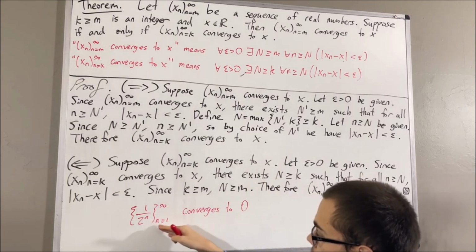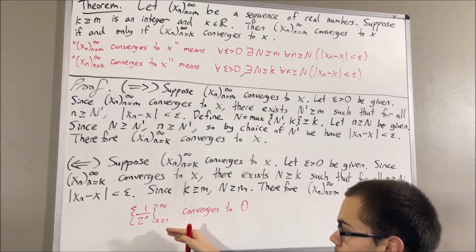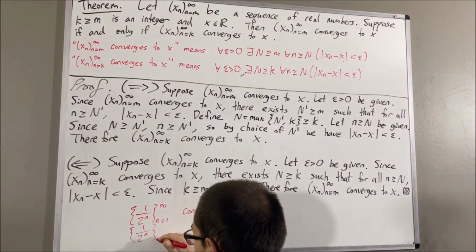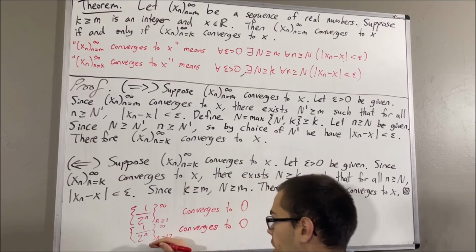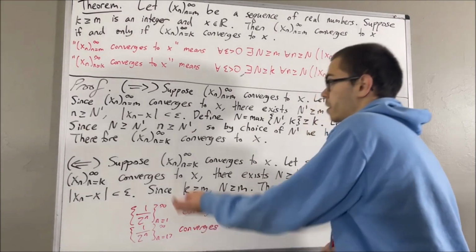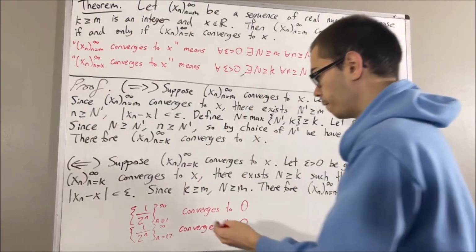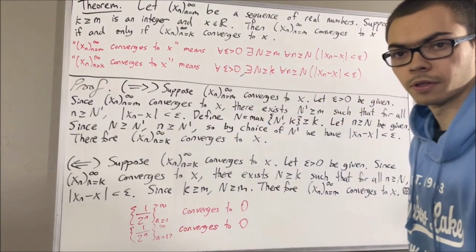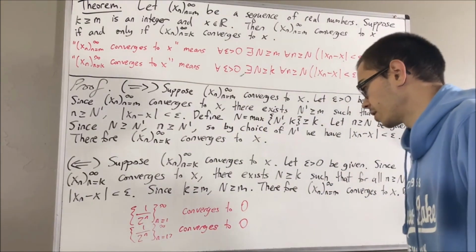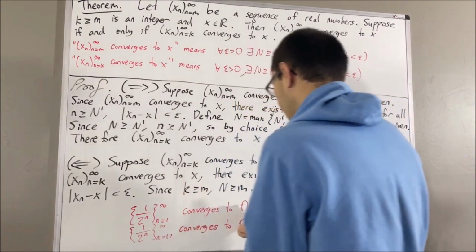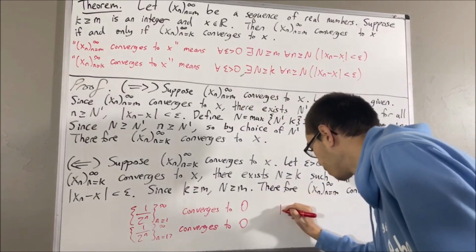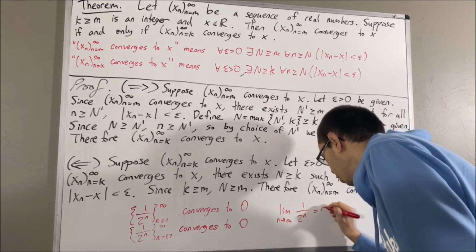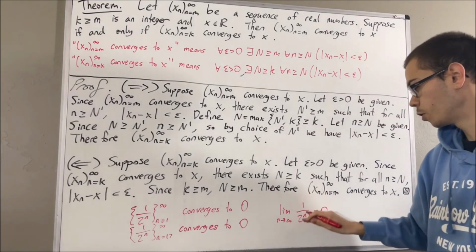But if we change the starting index of this sequence, let's say the sequence goes from n equals 17 to infinity, this sequence will also converge to 0. And that is exactly what this theorem is telling us. If we change the starting index of our sequence, then it will converge to the same value. Now, what this means is if we want to express this in a different notation, well, the notation we usually use is like this. The limit as n approaches infinity of 1 over 2 to the n is equal to 0.